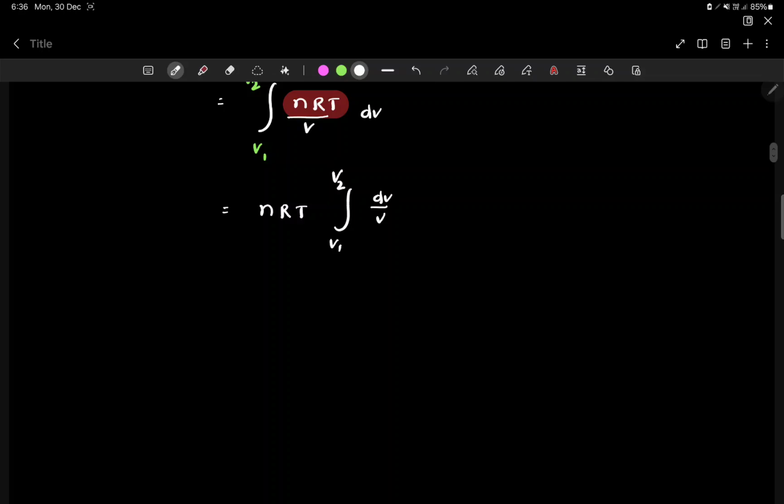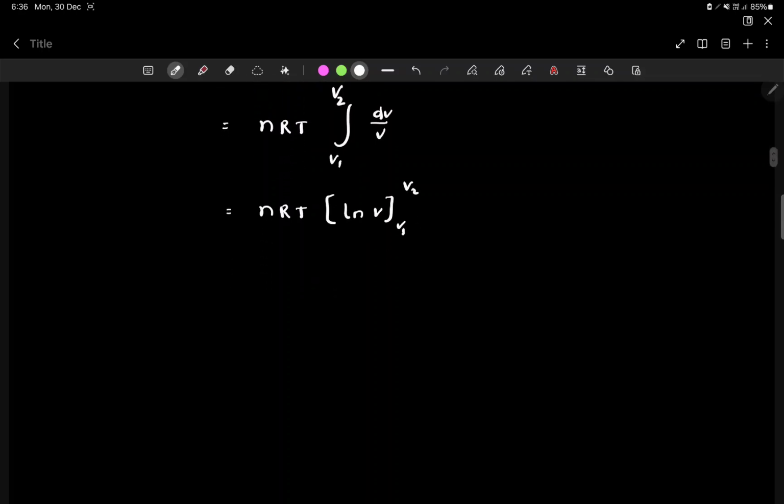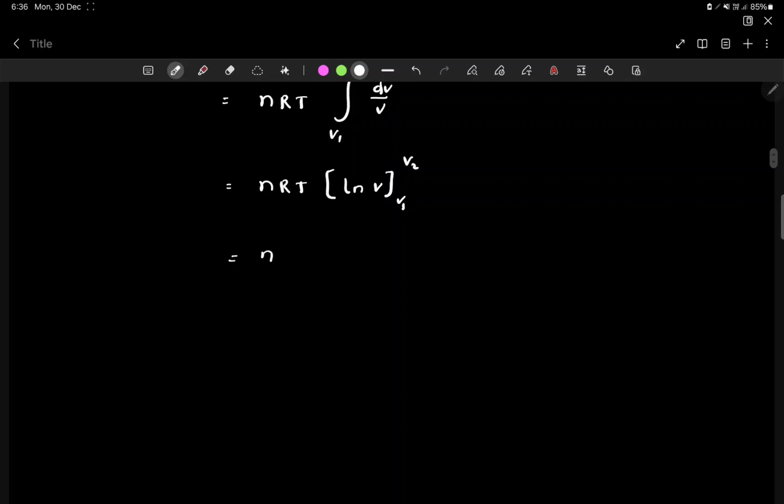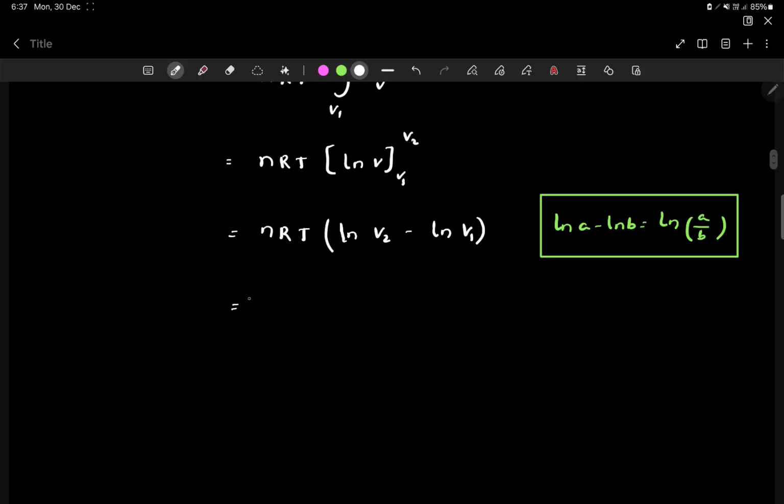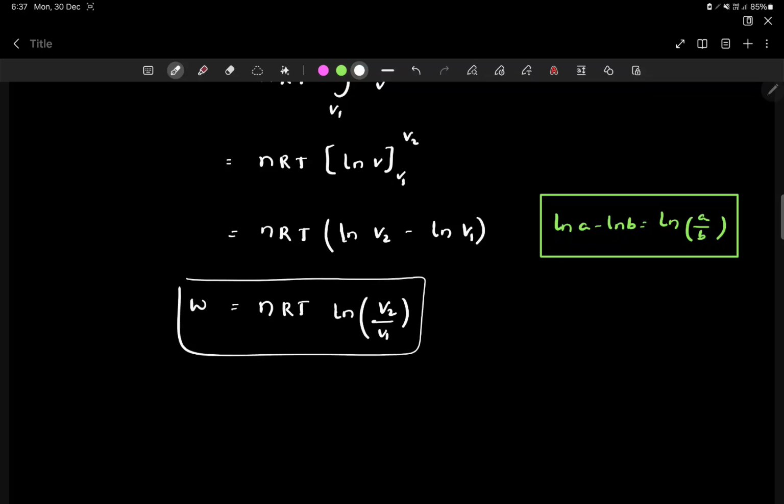And what is the integration of dV by V? This is equal to nRT ln V, limits V1 to V2. Is it clear? Then you put upper limit minus lower limit: nRT bracket ln V2 minus ln V1. And we know ln A minus ln B equals ln A by B. So according to this formula we can write it equals nRT ln V2 by V1. So this is the expression for our work done.